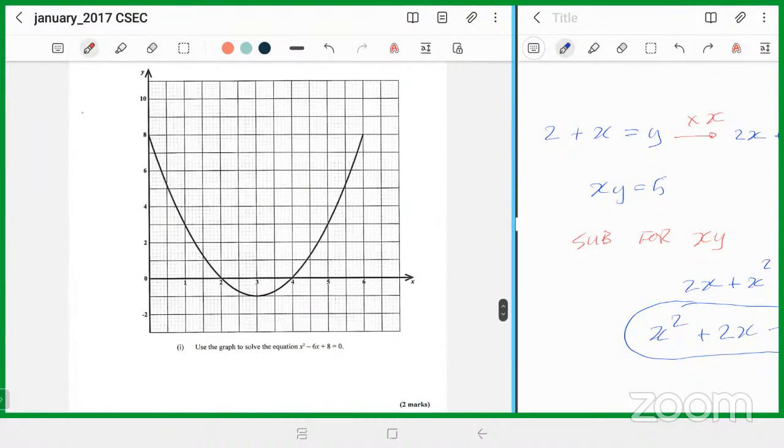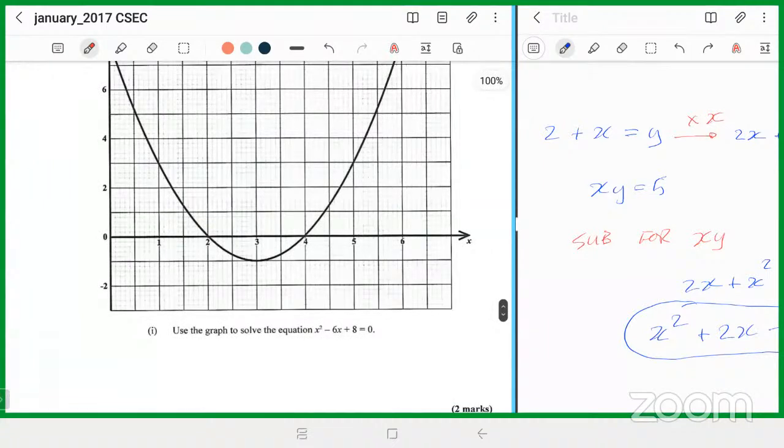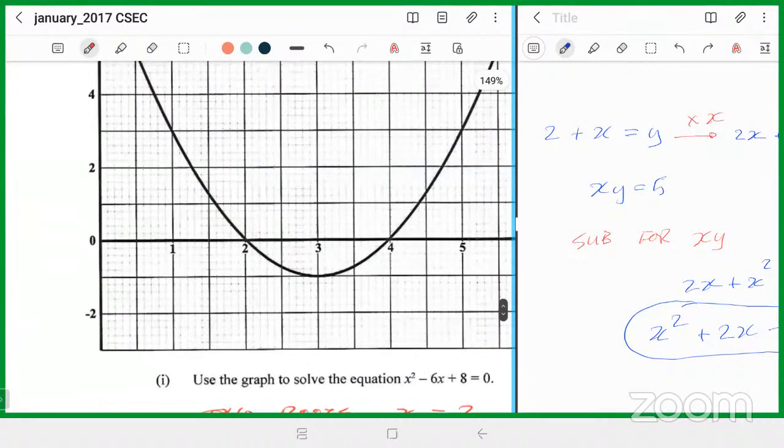It says use the graph to solve this equation. See, the question says use the graph, so they don't want you to solve this using factorizing and stuff. So if I'm in the exam and I want to show that I use the graph, I'm going to say this gives the roots. I'm going to say the roots: x equals 2, that's right here, x equals 4 at that point. Done. And then I'm going to mark on the graph to show that I use the graph.